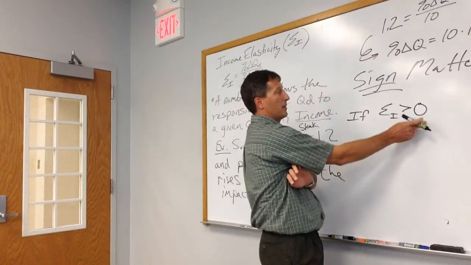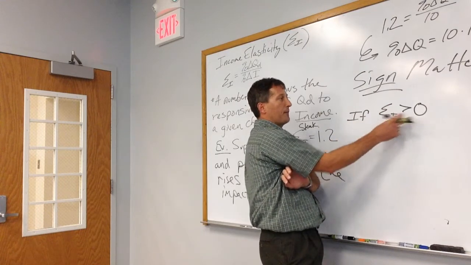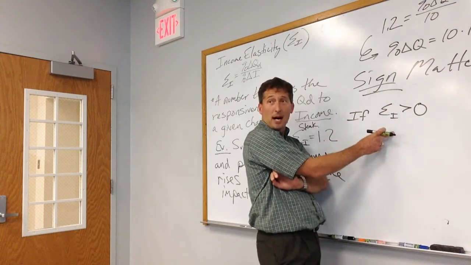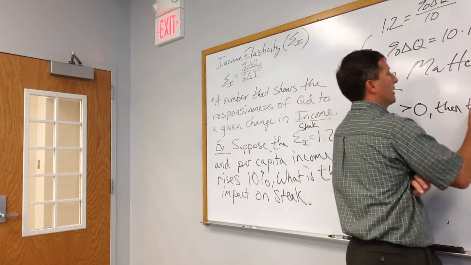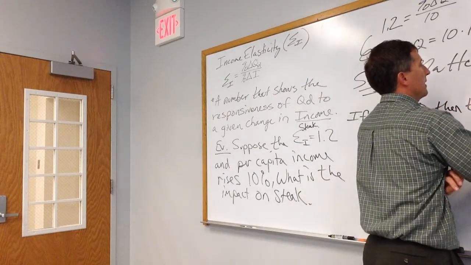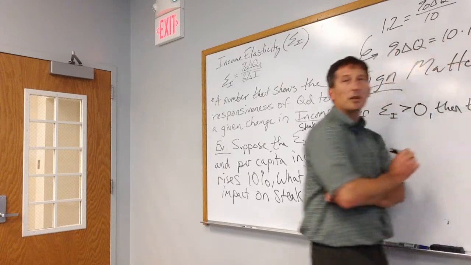Remember, 1 was our anchoring point before with demand. If the income elasticity is a positive number, then the good is normal. It's a normal good.